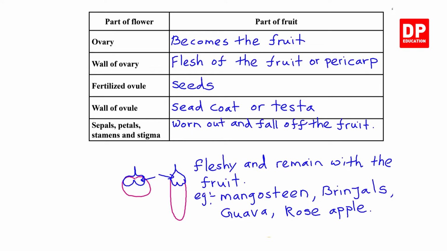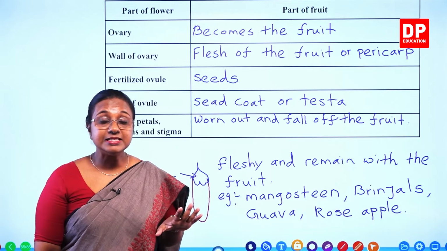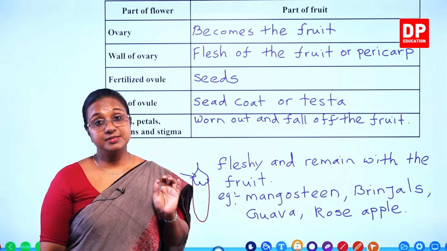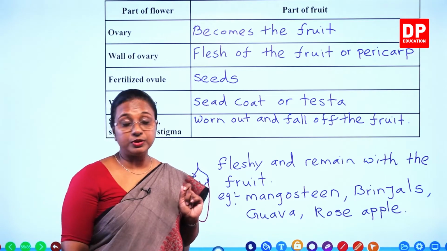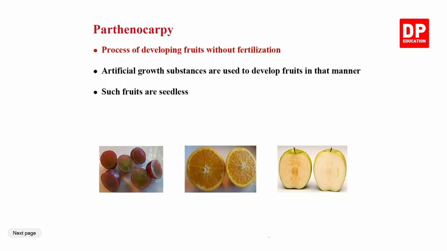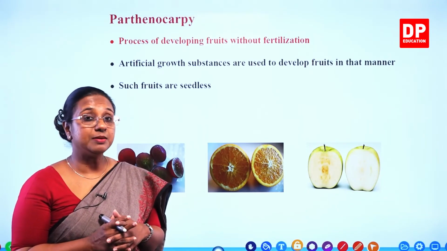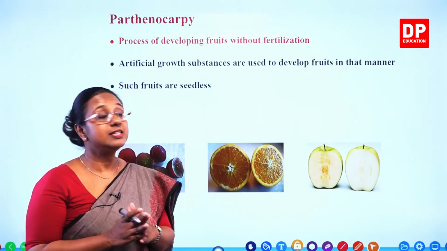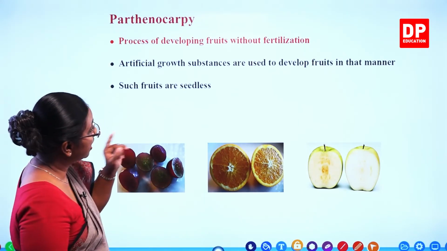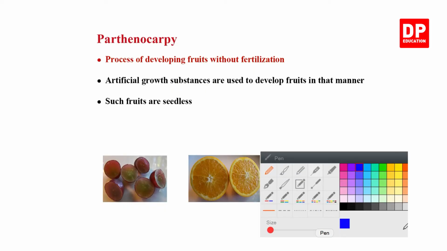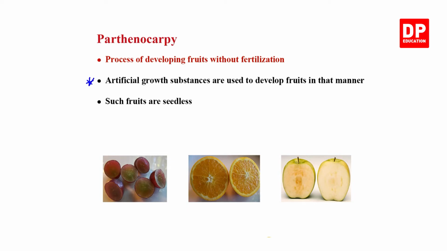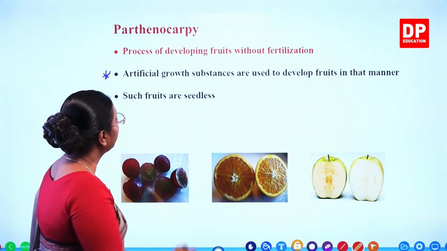So after that, the seeds and fruits are produced. But there are instances where there are fruits without seeds, and that is known as Parthenocarpy. We will discuss what that is. When we say Parthenocarpy, it is the process of developing fruits without fertilization. So without the fertilization process taking place, the fruits are produced in the plant, and there the fruits will not have seeds. Artificial growth substances are used to develop fruits in that manner. You are familiar with artificial growth substances. These are used to induce the development of fruits. And such fruits are always seedless.